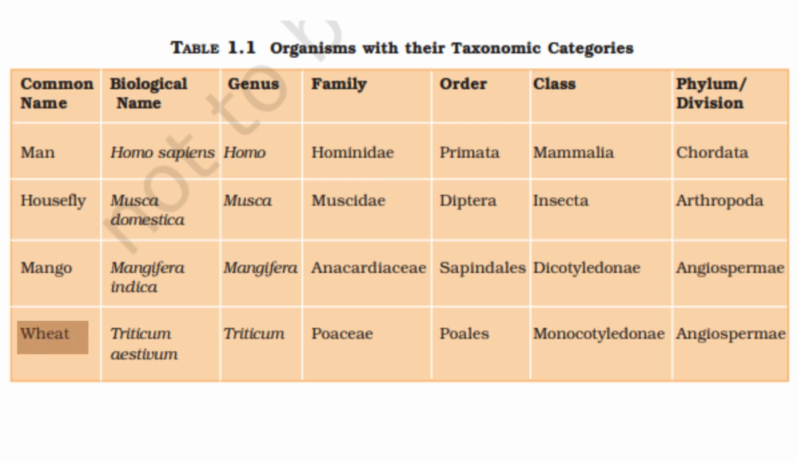Common name, wheat. Biological name, Triticum aestivum. Genus, Triticum. Family, Poaceae. Order, Poales. Class, Monocotyledonae. Phylum or division, Angiospermae.